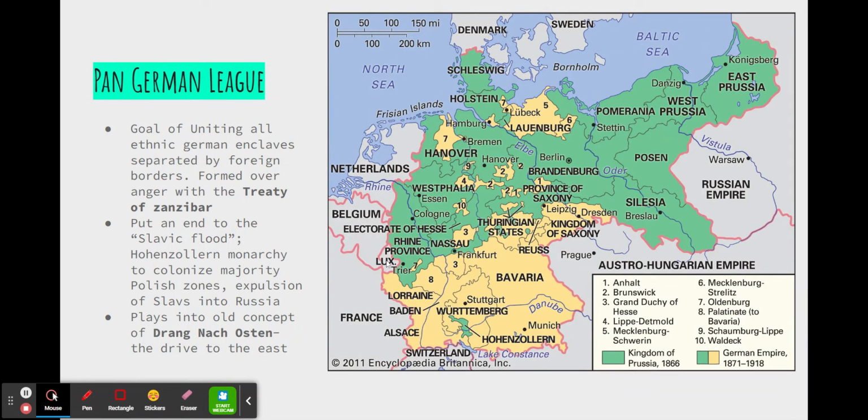Now, another goal here was to put an end to what the Germans deemed the Slavic flood, this idea that the Poles and Slavic peoples were separating the Germans and polluting their lands with their Eastern ideas and peoples. Now, the German Hohenzollern monarchy, therefore, was to colonize majority Polish zones and to expel Slavs into Russia. And again, this is just playing into the old medieval concept of the Drang nach Osten, this drive to the east, by which the Germans would force back these cultural and social invaders.